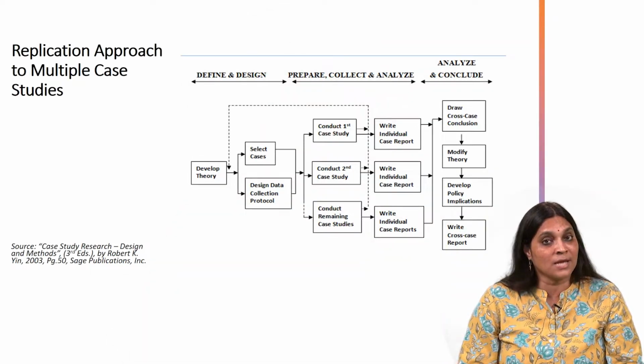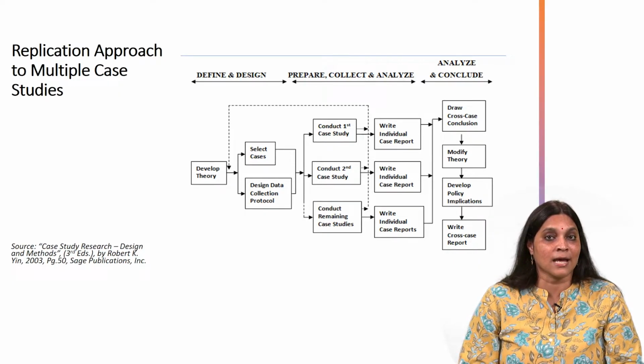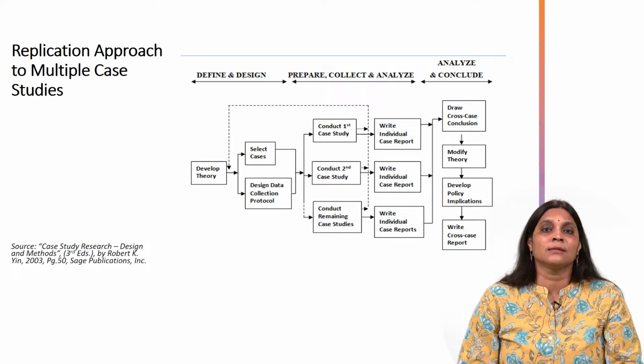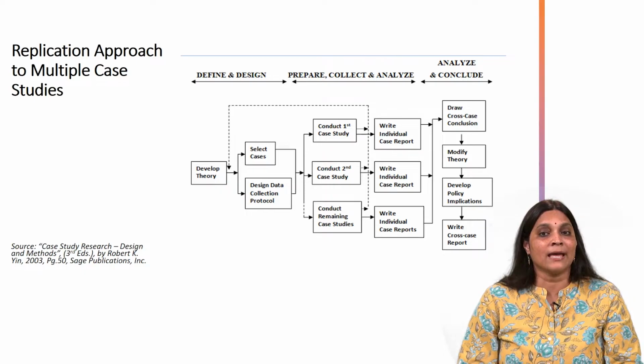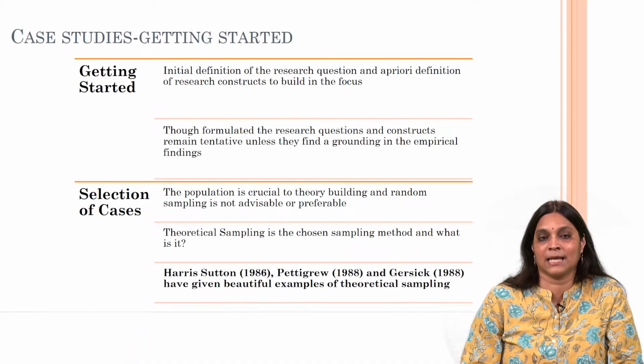So, the selection of case studies is very important. If you look at this model or diagram, it tells you that the conduct of the first and second case studies is followed by the writing of individual case reports and cross-case conclusions. Cross-case conclusions are definitely important. Why? Because you need to be able to compare the similarities and differences between the cases you are researching. Now, moving ahead, how do you get started with case studies?